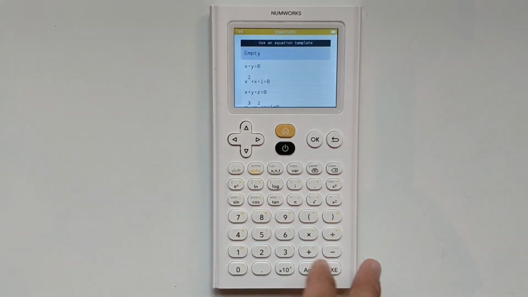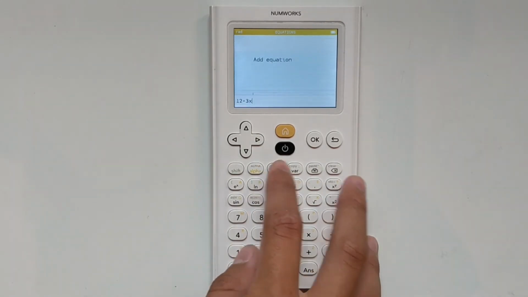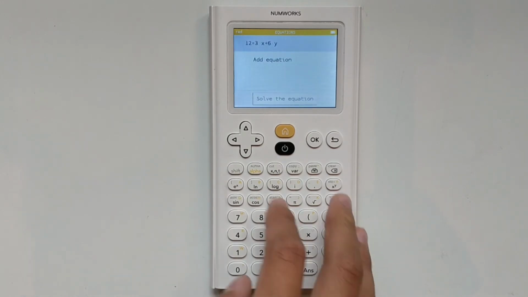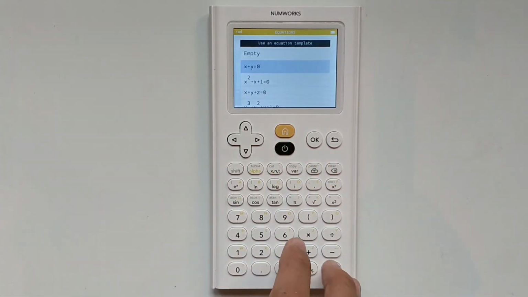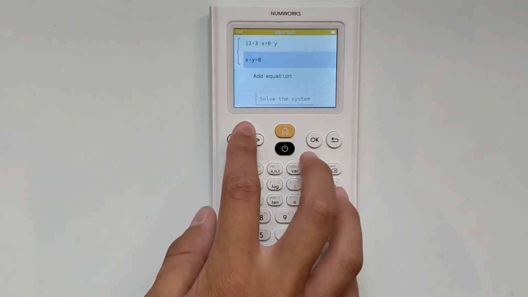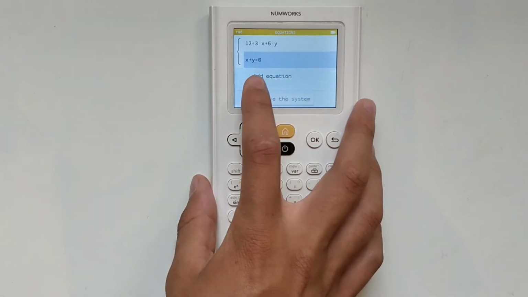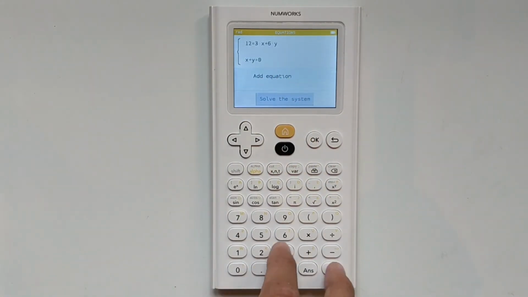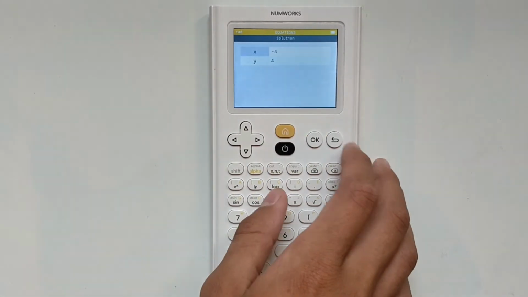So let's go with 12 equals 3x plus 6y, and then we'll just use a template here, I guess, x plus y equals 0. So here's our system of equations. One important thing to mention is that you can only have up to 6 unknown variables in any system of equations. So let's click Solve the System, and here we go, x equals 4 and y equals 4.